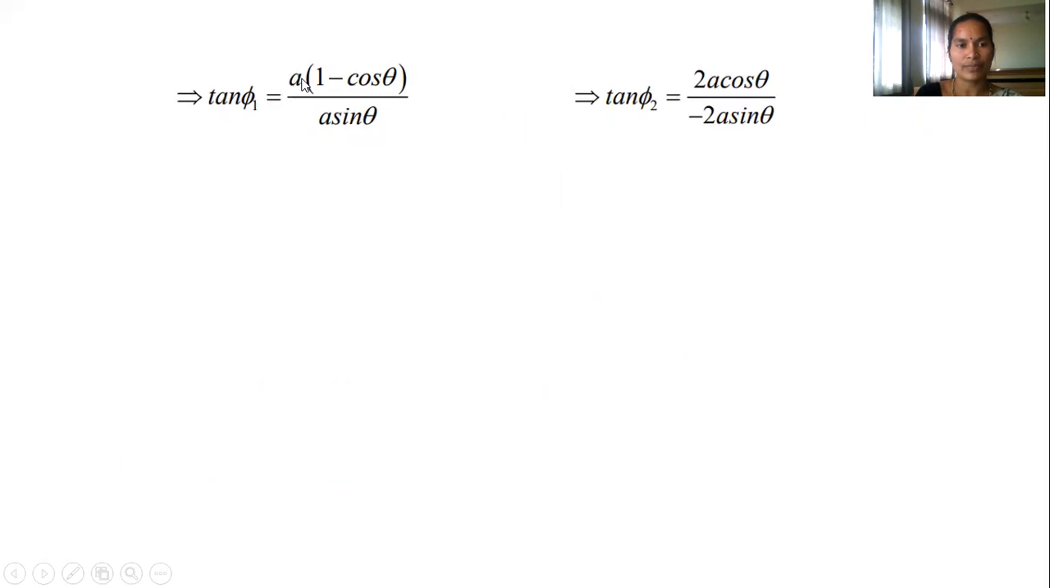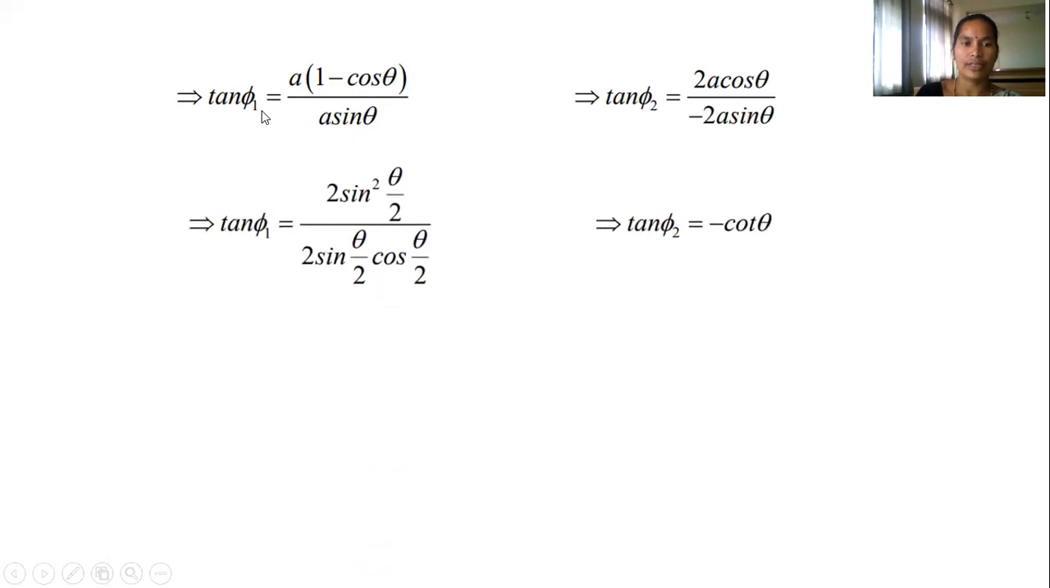Just to observe here, a gets cancelled, and here also 2a gets cancelled. So now tan phi 1 will be 1 minus cos theta by sine theta, and tan phi 2 will be minus cos theta by sine theta, that is minus cot theta. So here we have to convert the RHS part in terms of tan only, so that we can get the value of phi 1.